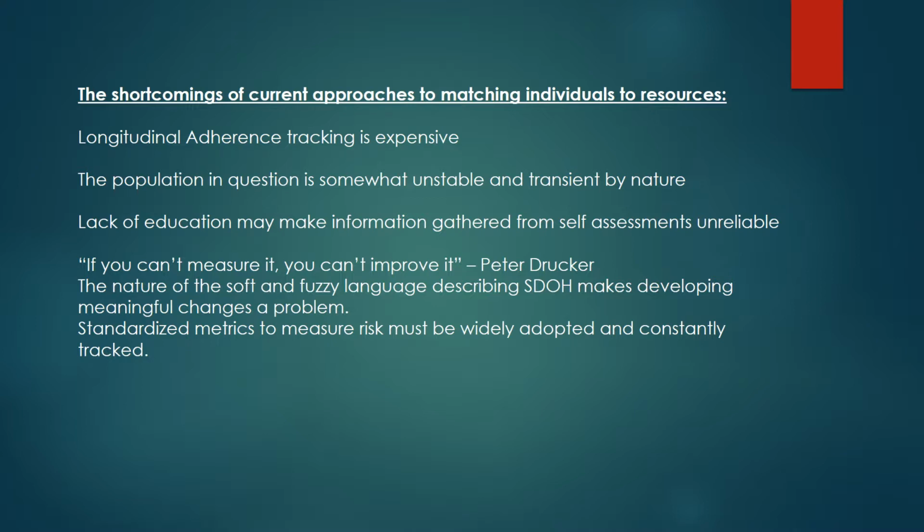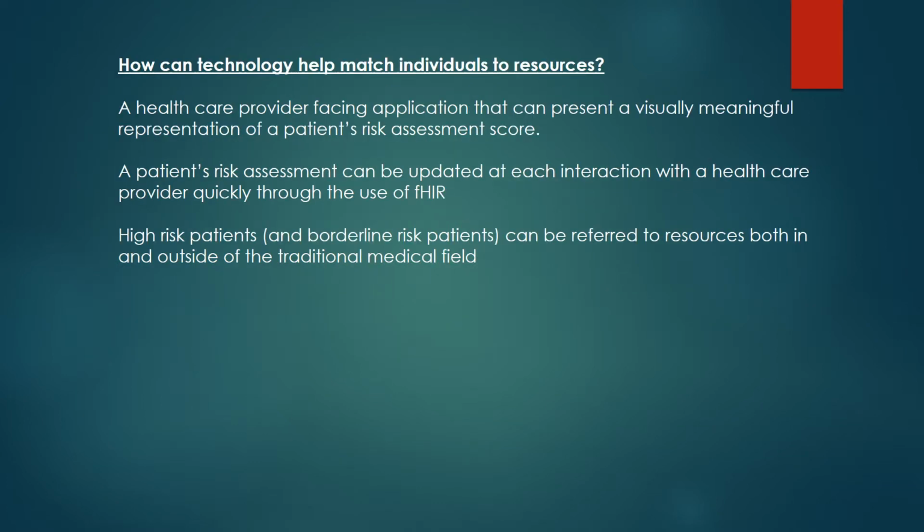The use of self-assessment is often unreliable because the populations we're talking about either have language limitations or lack of education. Quote from Peter Drucker: "If you can't measure it, you can't improve it." If we wish to improve social determinants of health, then we need to nail down exactly what we're measuring and how to measure it. How can technology help match individuals to resources?